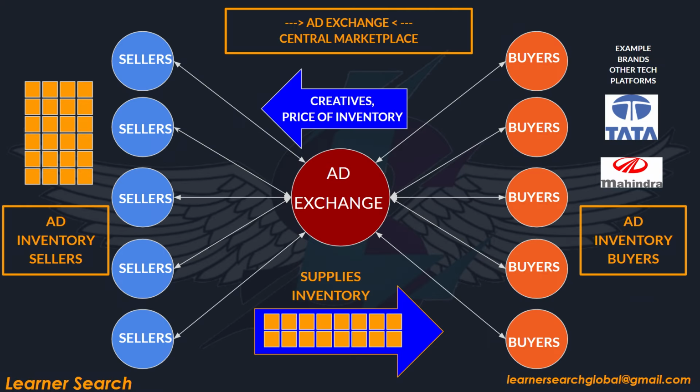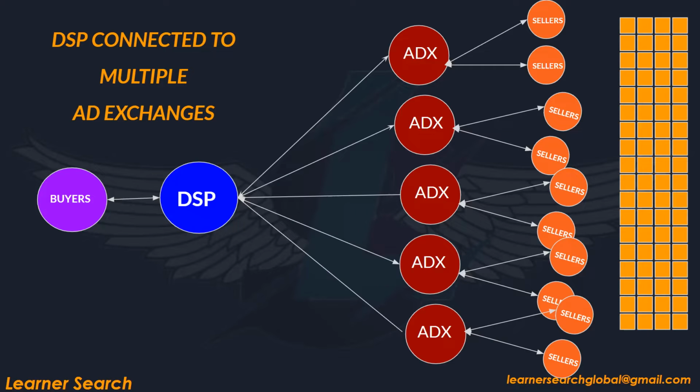An ad exchange is a central marketplace that connects both buyers and sellers. On the buyer end, it connects to the DSP. On the seller end, it connects to the sellers. Whenever a request is available from the buyers or DSPs, the ad exchange fulfills it with the help of the sellers it is connected to.